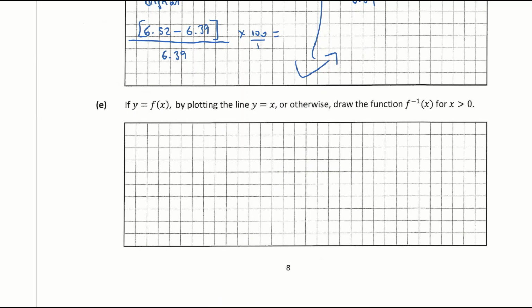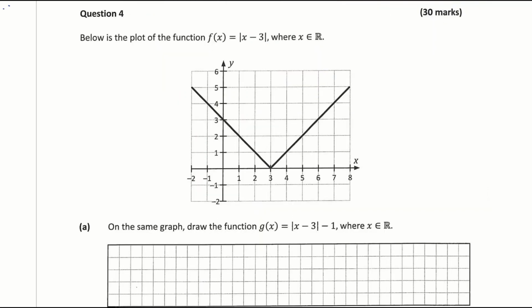So really, when I come back down to part E here, I don't have too much information to write in. I've done it all on the picture and a little bit of rough work to the side. And that's the end of question 3. Question 4. Below is the plot of the function f of x. Part A, on the same graph, draw the function g of x, which is modulus of x minus 3, minus 1.